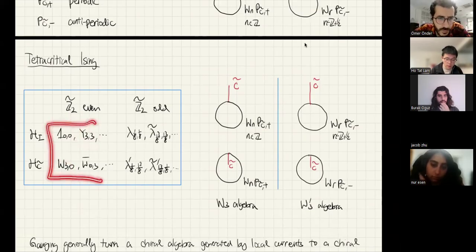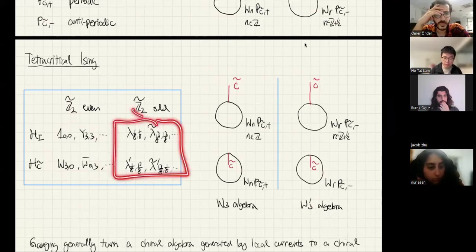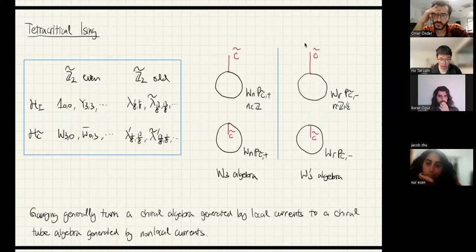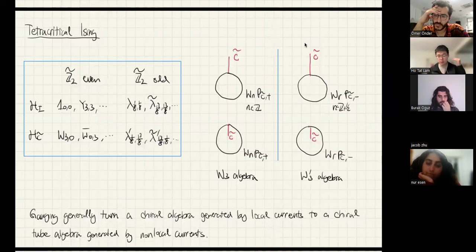So these operators actually form W3 representations. And these operators, because they are charged under the Z2 tilde symmetry, actually form a representation under these lasso operators, and they are representations of the W3 prime algebra. So what we have learned here is that gauging generally turns chiral algebras that act on local operators and are generated by local currents into chiral tube algebras, which are generated by non-local currents. And what this chiral tube algebra does is that it generally maps you between a defect Hilbert space and a local Hilbert space. So the lasso operator actually mixes different Hilbert spaces.